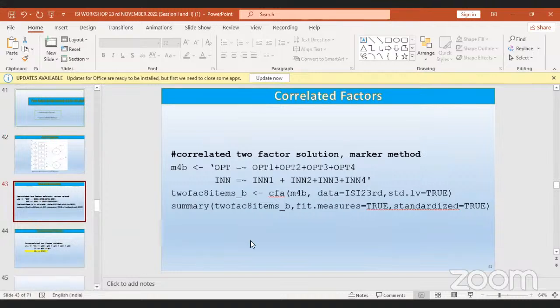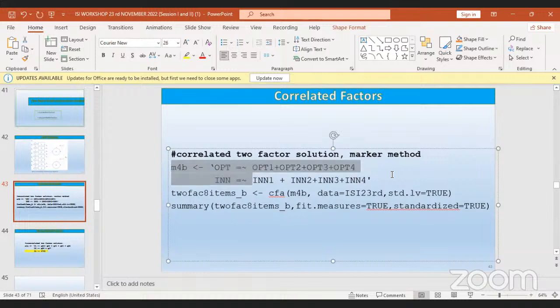Now this is correlated factors, where we have taken optimism and innovativeness, these two latent factors. And this is the R script for performing the correlated two-factor solution model. Can you see the R script? Yes, ma'am. So you can do the CFA with 8 items and 2 factors.